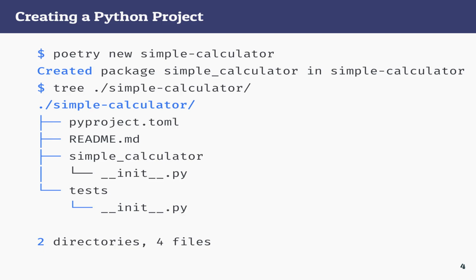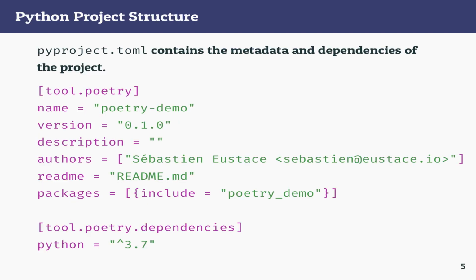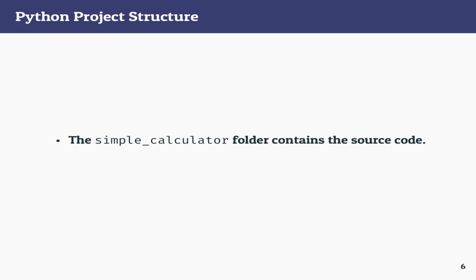Now, let's create an example project called Simple Calculator. The command is poetry new and then the name of the project. This will create a template for your project. The file pyproject.toml contains the metadata of the project such as the name, version, description, and the Python version. You need to put the source code of the project in the folder with the same name as the project. The tests folder contains the tests written with PyTest.